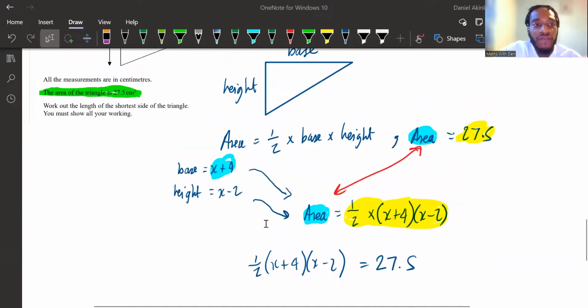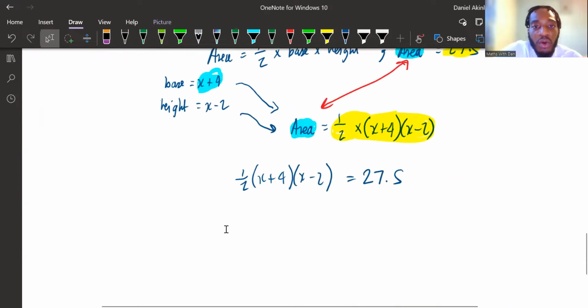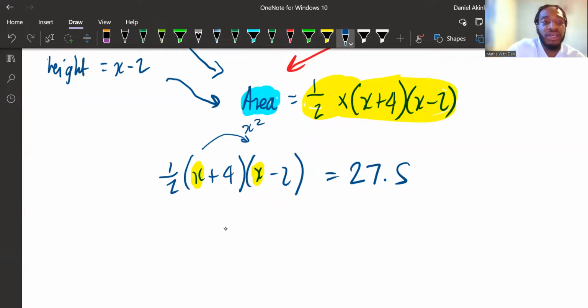And then I will need to solve this equation. What does the question say? It says, work out the length of the shortest side of the triangle. So we need to work out these lengths once we find out what x is. Okay, so let's continue. How do I solve this equation? If I expand this, I'm going to get an x squared. So this tells me that this is a quadratic. It's not quite clear right now, but this is definitely a quadratic equation.